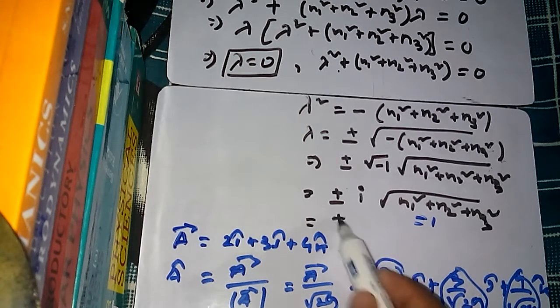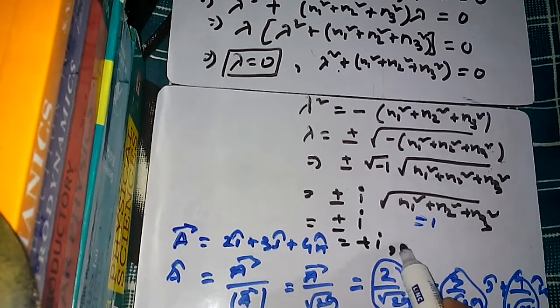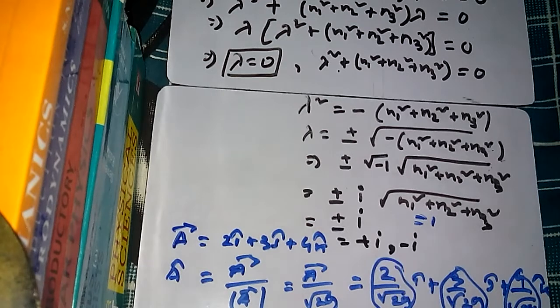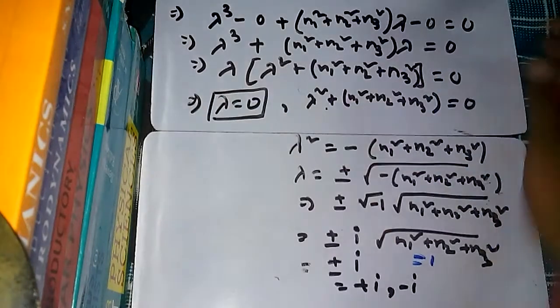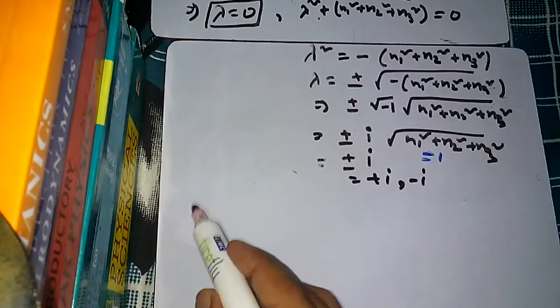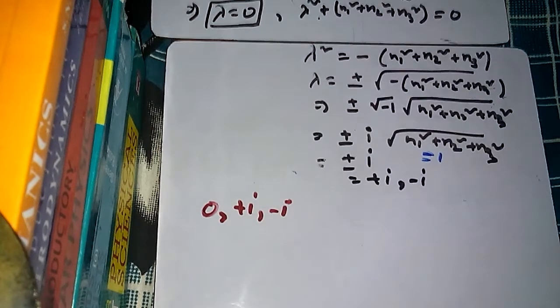And that is why we have only plus I and minus I. So we have three eigenvalues. What are those? We already have lambda equals 0 here, and plus I, minus I. So the eigenvalues are 0, plus I, minus I.